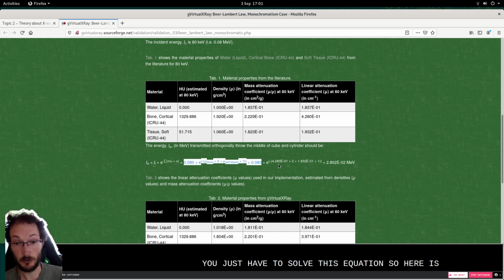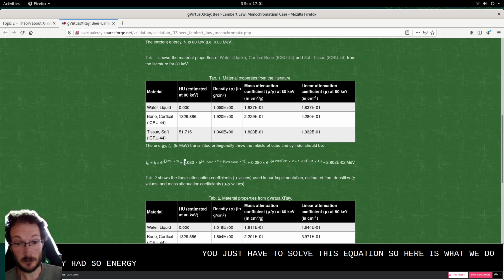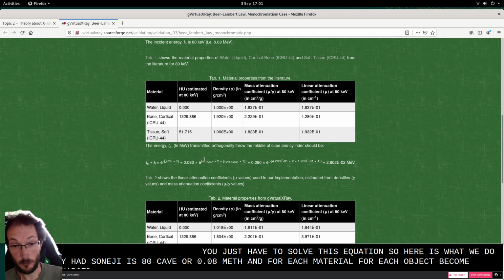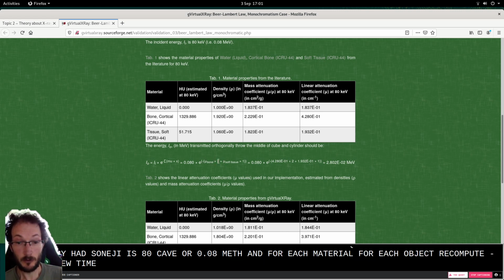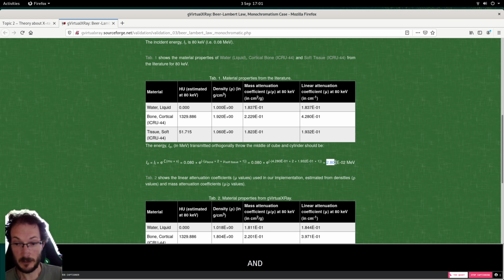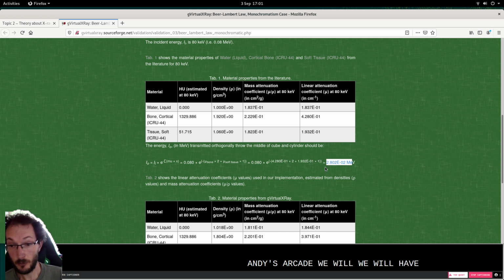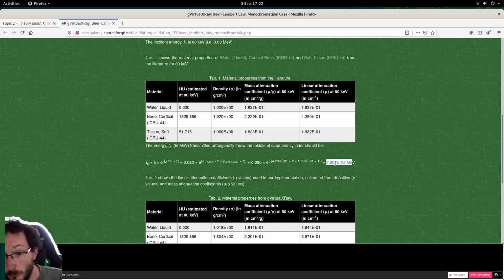We just have to solve this equation. So here is what we do by hand. The energy is 80 keV or 0.08 MeV, and for each material, for each object, we compute minus mu times the thickness that has been crossed. And in that case, we will have 2.80 as a power of 0.002.